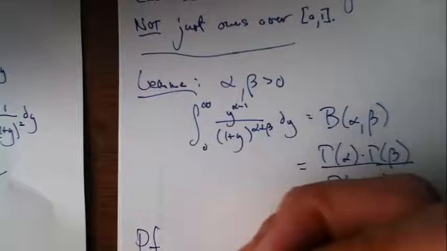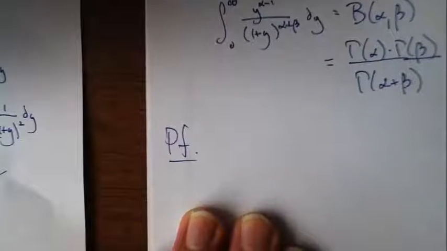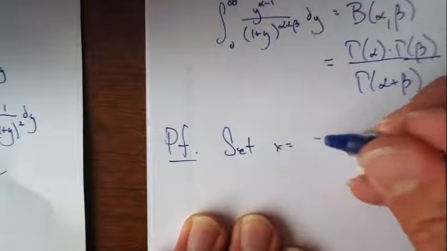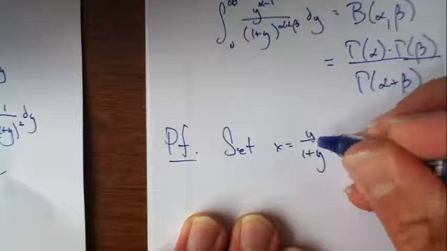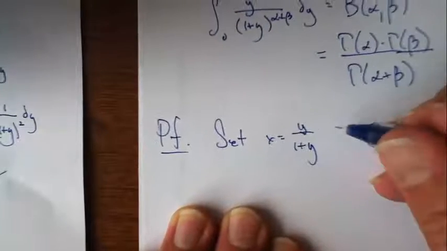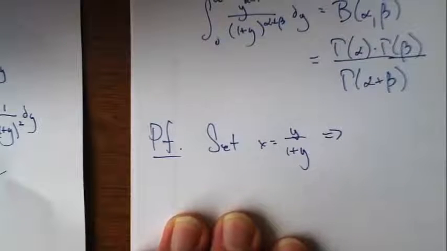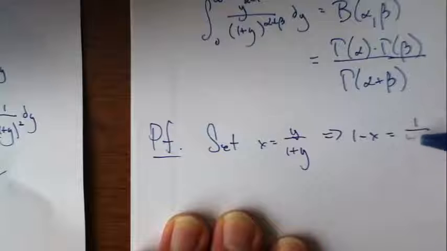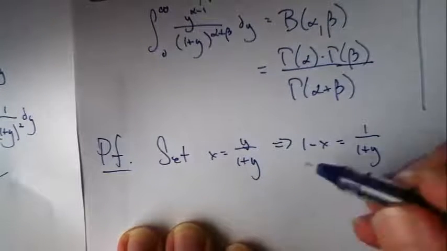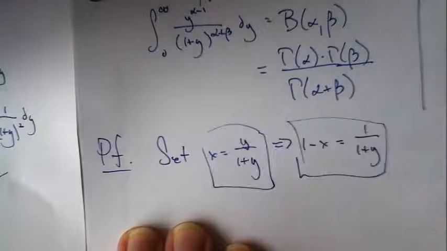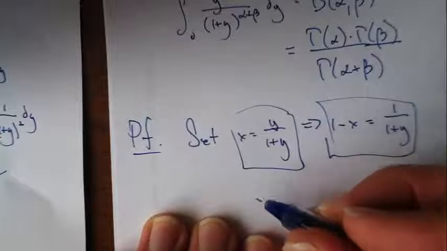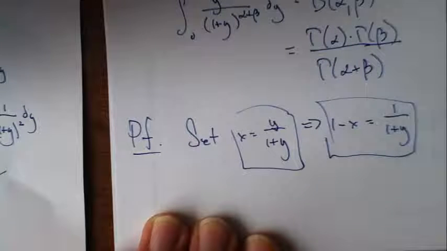So here's the proof. First of all, let's set x equal to y over 1 plus y. I'll use that as my substitution. Then this implies that 1 minus x is 1 over 1 plus y, right? Okay, so I'll remember that. I remember this, and I remember this. Now I'm going to need to get an expression for dx also, right?